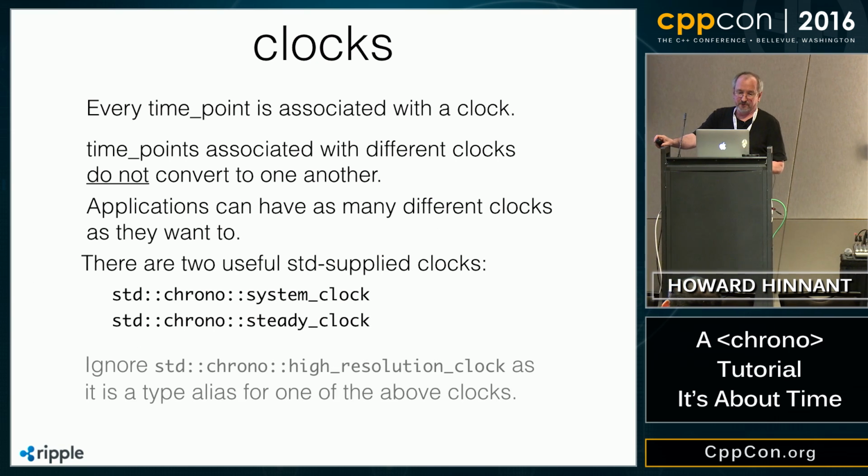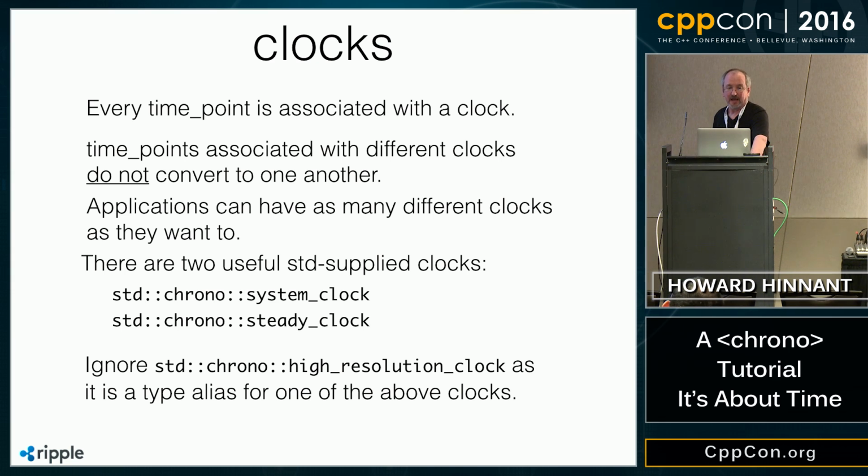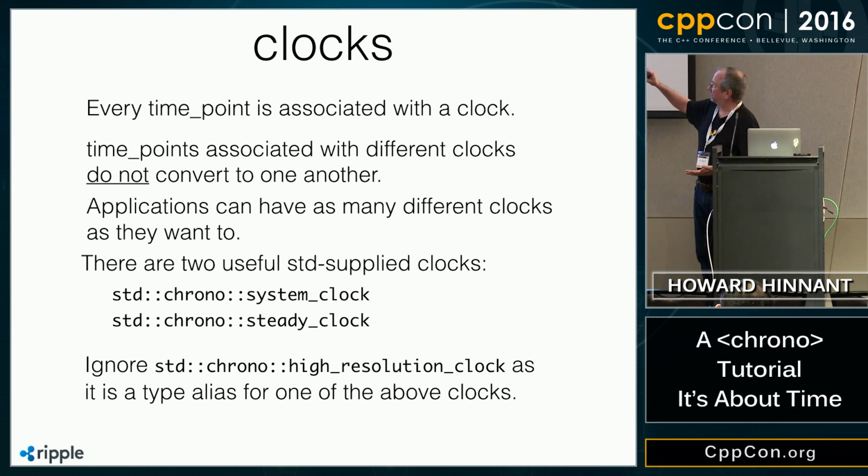So every time point is associated with a clock. Time points with different clocks don't convert to one another. And the library supplies, here I'm listing really only two. The library supplies 3 clocks for you, 2 of which are actually useful. It supplies system_clock and steady_clock, and then high_resolution_clock is a 3rd clock that it specifies, but the standard allows that to be a typedef for one of the other 2. And in all 3 implementations, it is a typedef for one of the other 2, but the different implementations typedef it to different things. So my advice is, don't bother with high_resolution_clock, just choose system_clock or steady_clock, and that way you know exactly what you're getting.